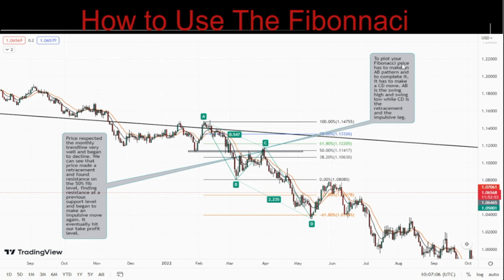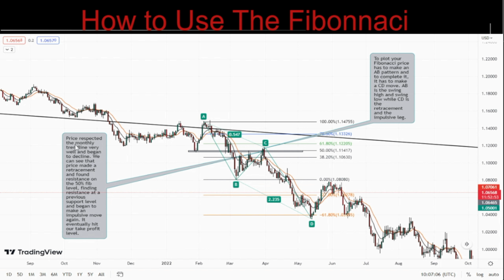So to plot your Fibonacci, price has to make an AB pattern, and to complete it, it has to make a CD move. So this is the AB pattern. It has to make this pattern first. A, B. The retracement is the C. Then our impulsive leg is the D.